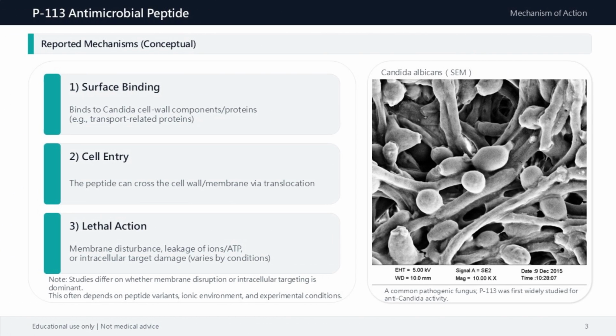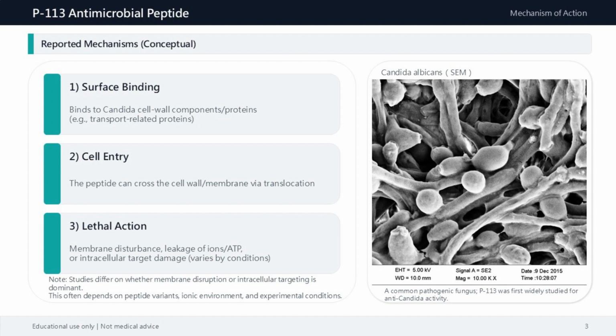How does P113 actually fight pathogens? It's a multi-step process. First, it binds to the cell wall components of fungi, like Candida albicans. Once attached, it doesn't just sit there. It can cross the cell membrane through a process called translocation.